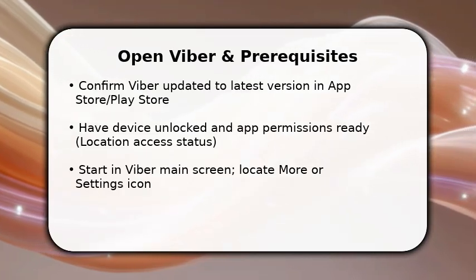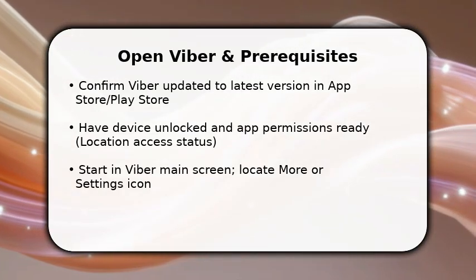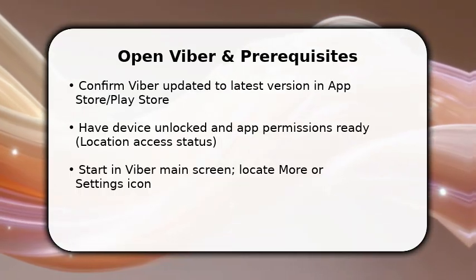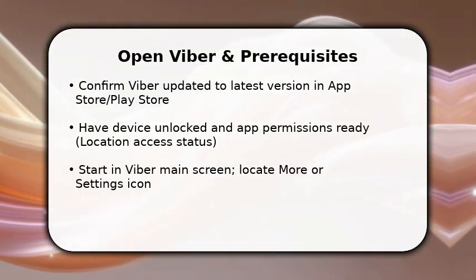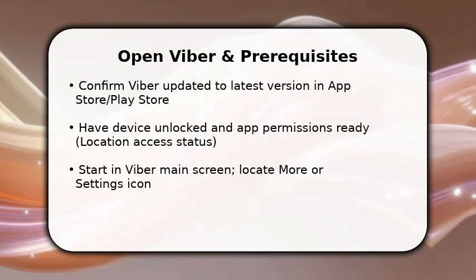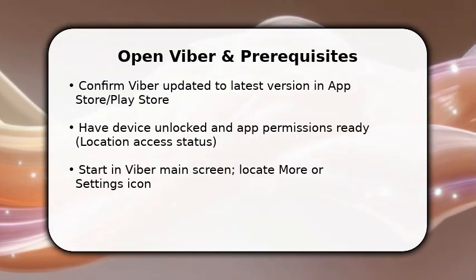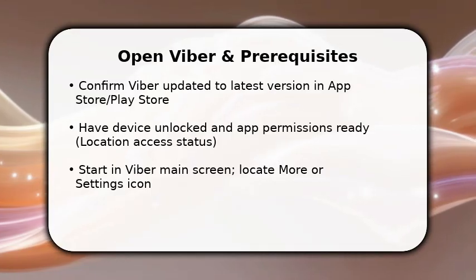Make sure Viber is updated and you know whether location permission is currently allowed. Open Viber and stop on the main chat list. Once there, tap the More or Settings icon. This is the first actionable step to control location sharing.